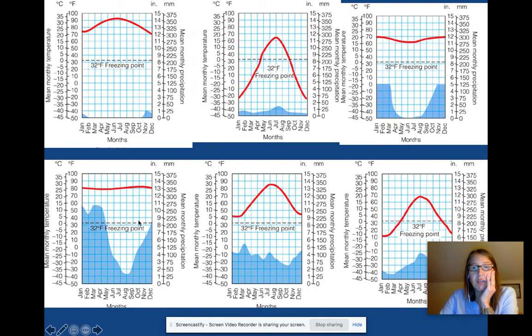Because you can see if this is freezing, well, then the temperature here never even gets near freezing, and it gets lots of rain, right? In two different parts of the season. Where if you're comparing something like this, it gets freezing quite often, so that must be a colder one. So you would need to be able to make some predictions based on those different climate graphs.